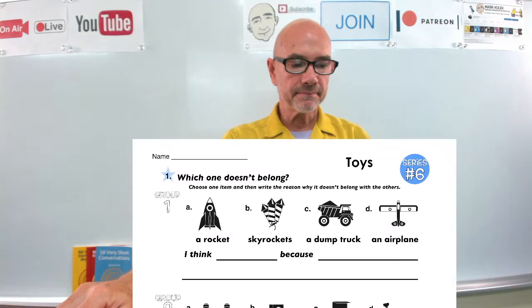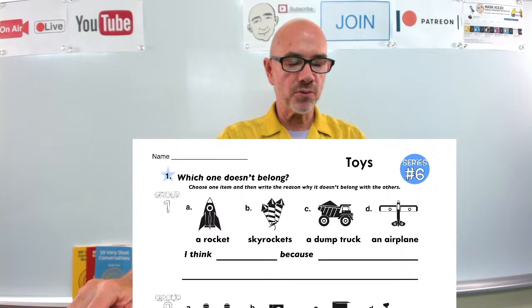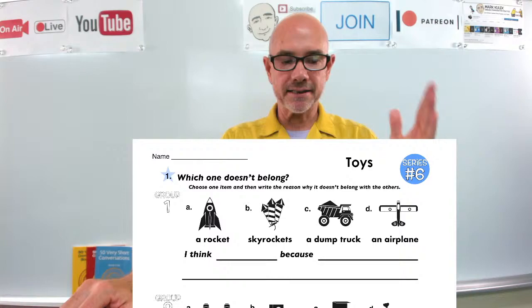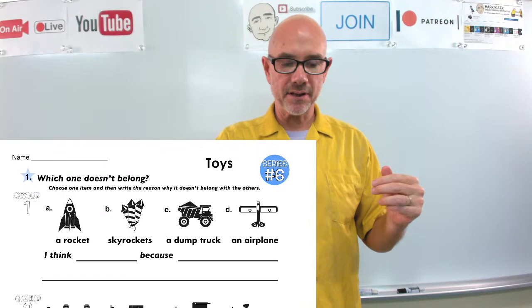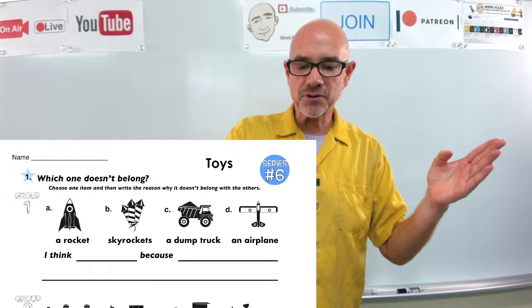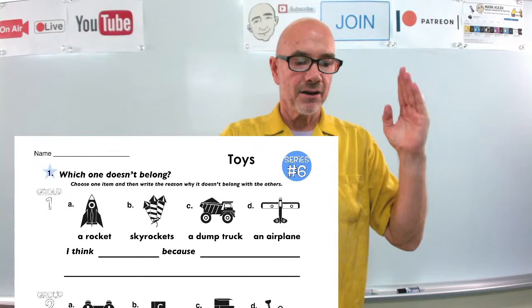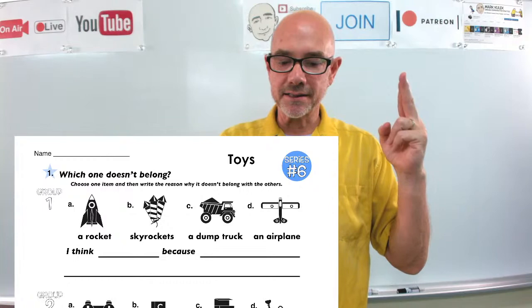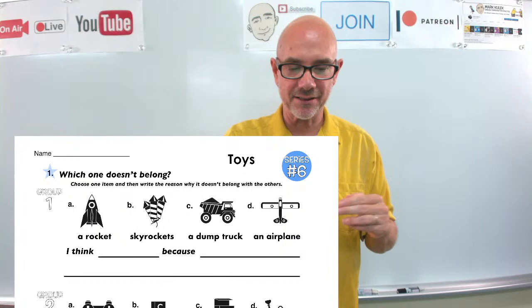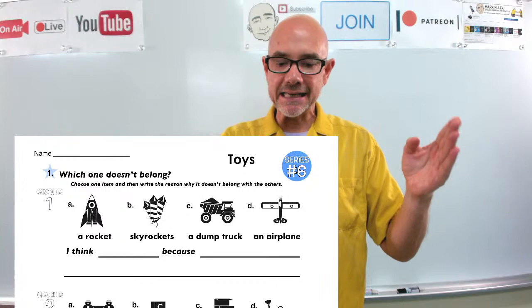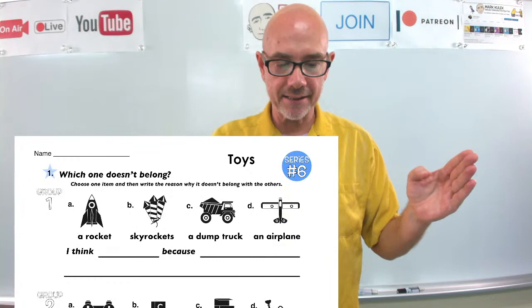So here are the four things. In the chat, please tell me which one doesn't belong and why: a rocket, skyrockets, a dump truck, an airplane. Okay, Umesh is on the board. Umesh says, dump truck because it's not connected to flying in the air. Good one. Tomas says, I think the dump truck doesn't belong because it's unable to fly. Yes, good. Andy says, I think a dump truck because all the others are in the sky, but a dump truck is on the land.